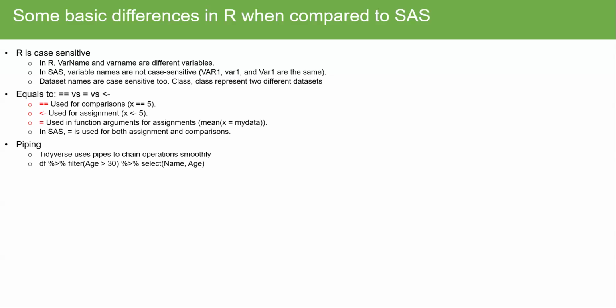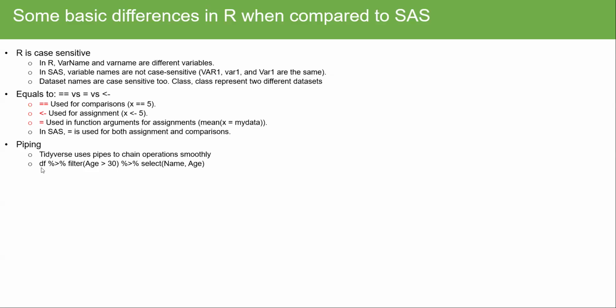And then we have a concept called piping within our tidyverse. It uses pipes to chain operations smoothly. We have a symbol called the percent greater than percent sign. We call this the pipe, which is used for chaining operations smoothly. So what do we mean by chaining?